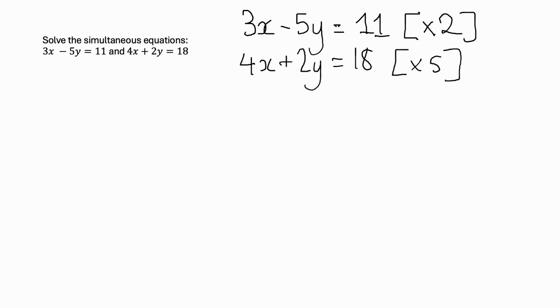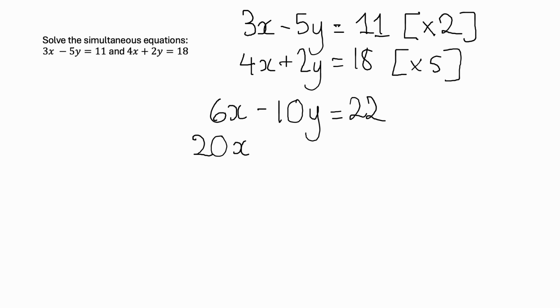So essentially, for the top one, if we times everything by 2, we get 6x minus 10y is equal to 22. And then the bottom one, 4 times by 5 is 20x, add 10y is equal to 18 times by 5, which is 90.